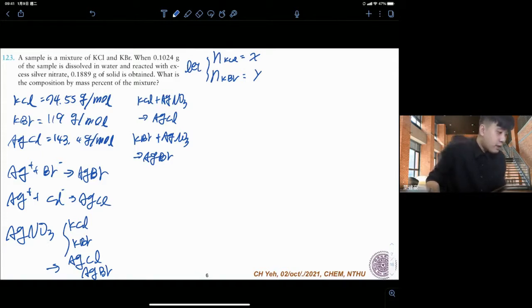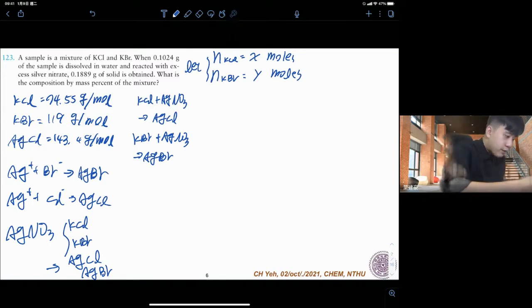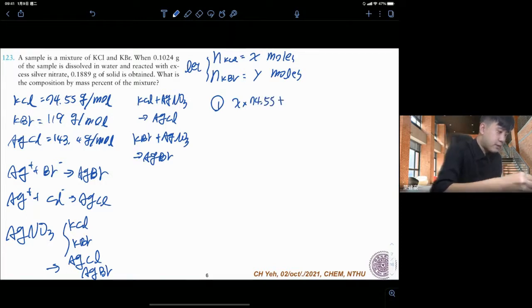So later on, we know that the sample is 0.1024. The first clue is over here: the total mass of the mixture is 0.1024 gram. So you can write down the first equation: X times 74.55 plus Y times 119 equals 0.1024.